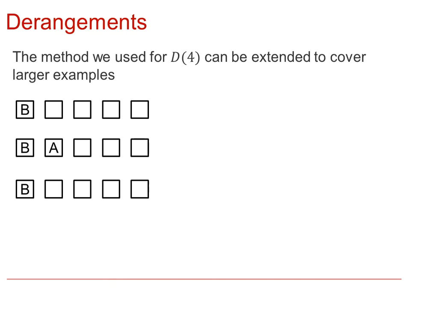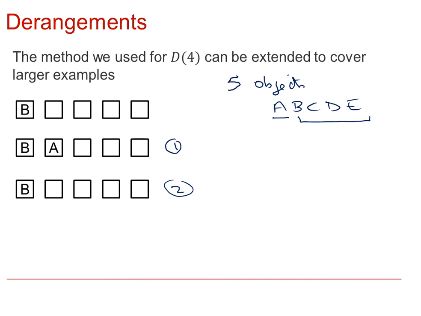The method we used for finding D4, in other words the number of derangements for 4 objects, can be extended to cover larger examples. Let's consider 5 objects, which we will label A, B, C, D and E. So once again, there are 4 ways of filling the first slot, given that we can't use A because that's its original position. So we have 4 choices left. And then we have the 2 cases, either where A swaps with B in effect, or the second case where A does not go into that second slot, replacing B. We would find that that would give us D3 ways, and that this would give us D4 ways. Remembering there was 4 ways of choosing that first slot.